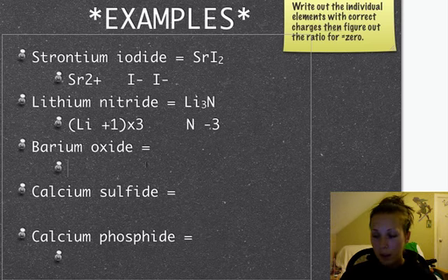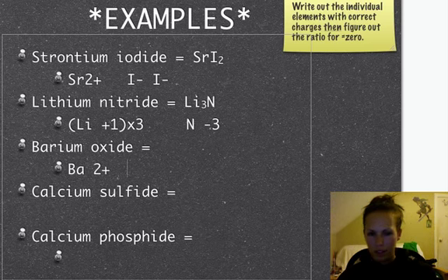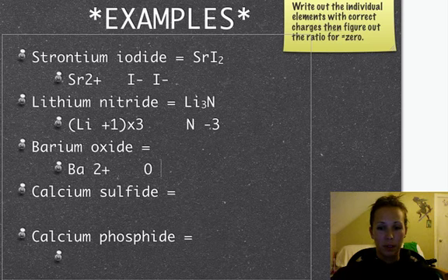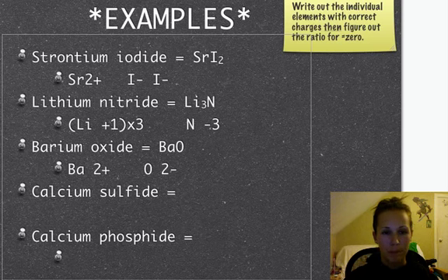Moving on, barium oxide. Barium is our cation. It's on the left of the periodic table. It's a metal. It has a +2 charge, 2+. And oxygen, oxide, happens to have a -2 charge. So that's actually really simple. It has a -2 charge, so that's actually a really easy one to name, BaO. It's an equal ratio of 1 to 1.